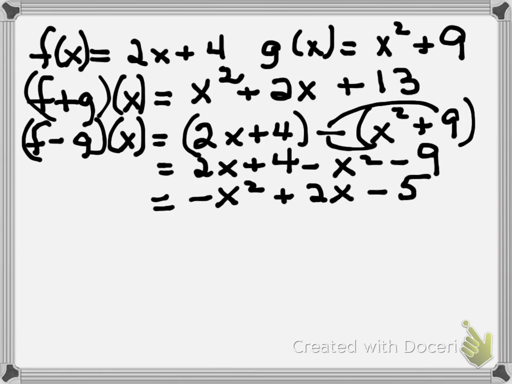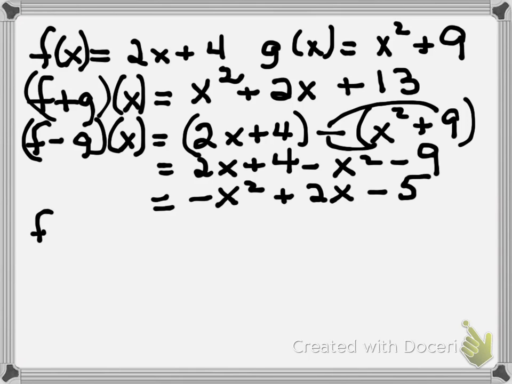Now don't multiply through by negative 1 and change all the signs because you think it would look better with a positive x squared. No, it is a negative x squared plus 2x minus 5. Don't change all of the signs.